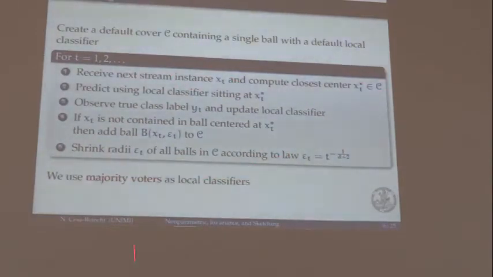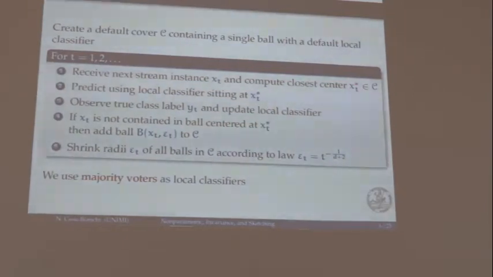Here's the algorithm spelled out. We create a default cover containing a single ball with a default local classifier, and we get instances from the stream, from the data sequence. We compute the closest center, which I denote with a star. So this is the center of the ball closest to x_t, and we predict the label of x_t using the local classifier sitting at that center. Then we observe the true class label, and we know whether we made a mistake or not.